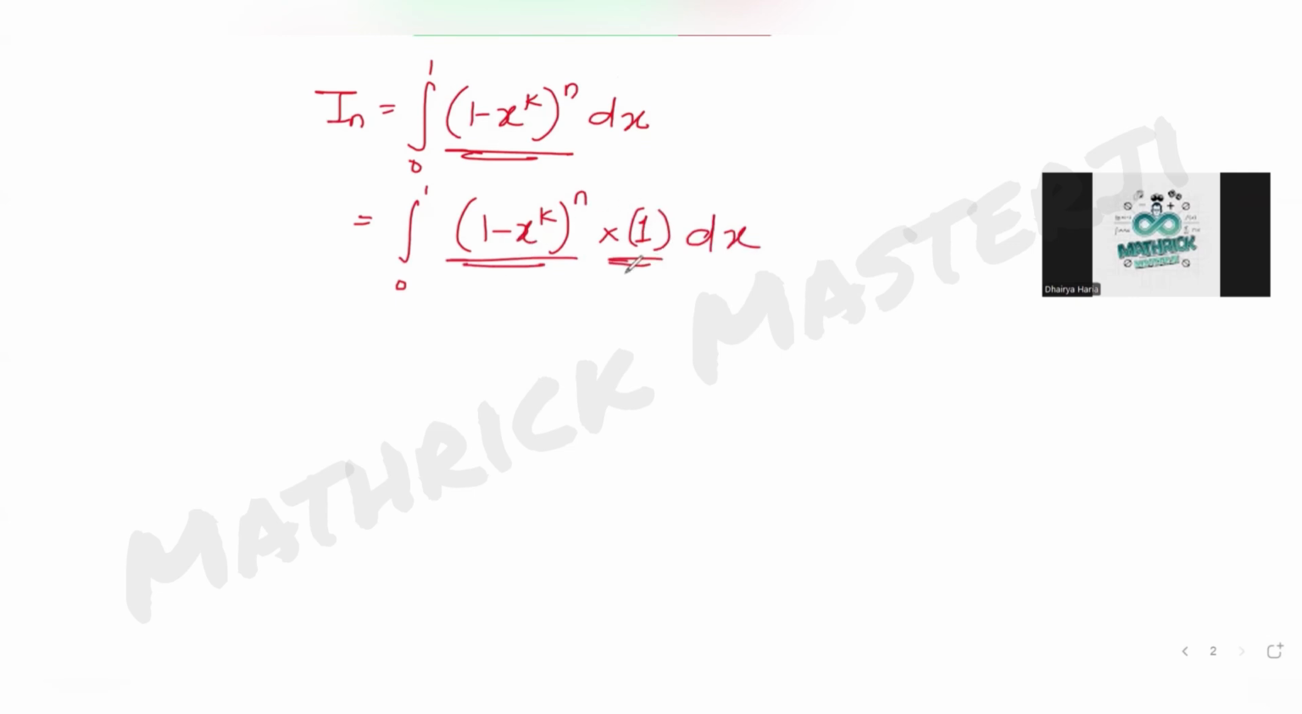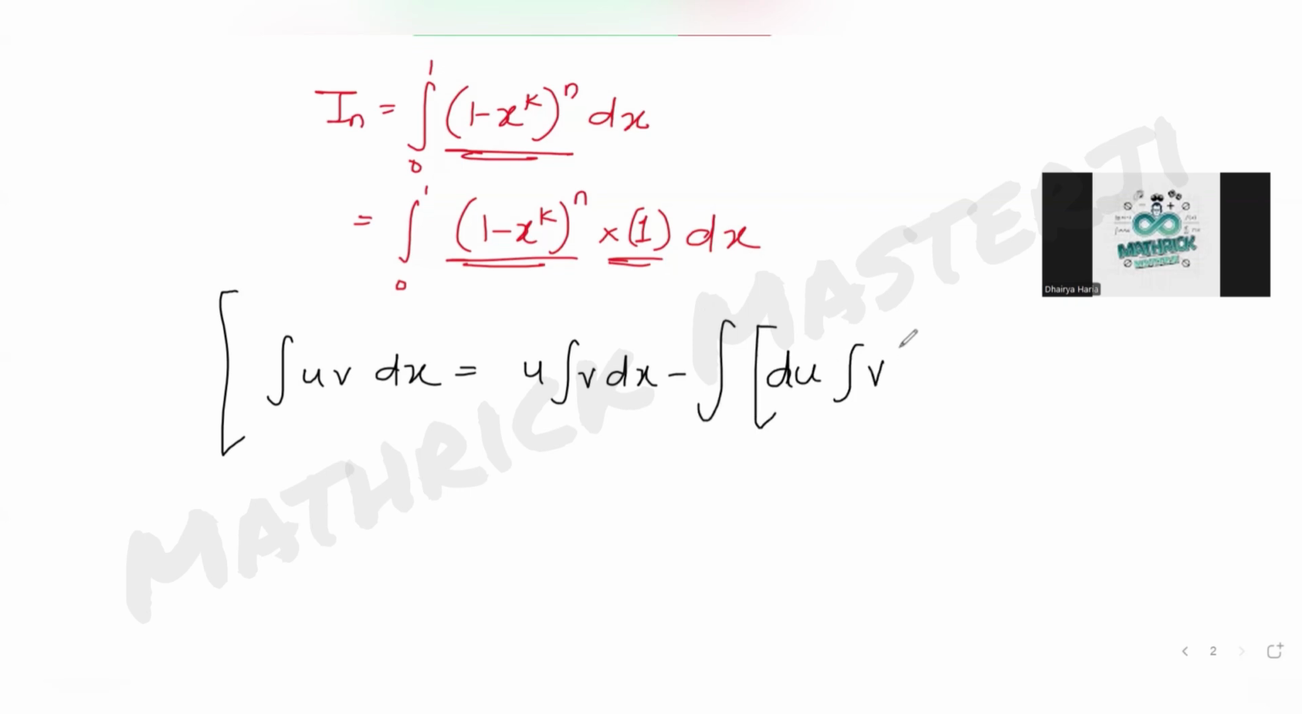Two functions are multiplied, so I can use the product rule, which says the integral of u times v dx is u times the integral of v dx, minus the big integral of the derivative of u times the integral of v dx, integrated again with respect to dx. That is the whole idea. This is u and this is v. Using that here, with limits from 0 to 1, (1 minus x raised to k) the whole raised to n is u, so it comes out of the integral.